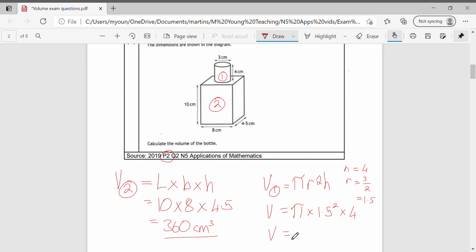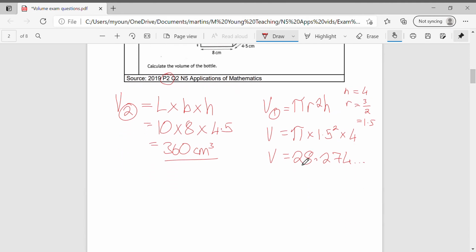You should have a calculator button. You might have to press shift in your calculator to get the pi. So shift pi times 1.5 squared, and we're timesing that by the height, which is 4. And that's getting an answer of 28.274. Now, if it's not given in the question, just round appropriately. So for this one, I'm going to round to 2 decimal places. So 28.27, and it's cm cubed, and that's to 2 decimal places.